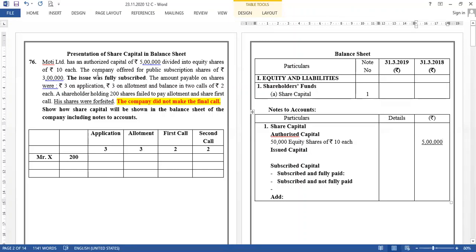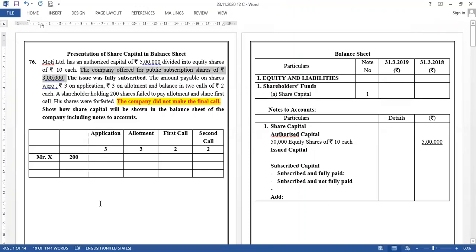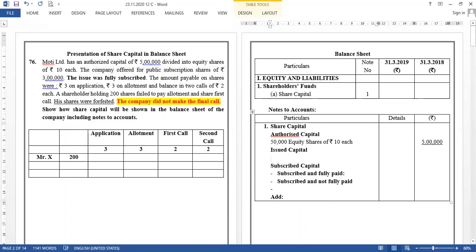Okay, next. The company offered for public subscription shares of rupees 3 lakh. The company offered, but the company has issued these many shares. How much? 3 lakh rupees. Now rupees 3 lakh again divided by 10 comes to 30,000. So let me write over here 30,000 equity shares of rupees 10 each.